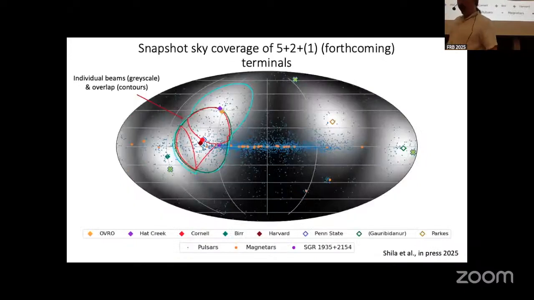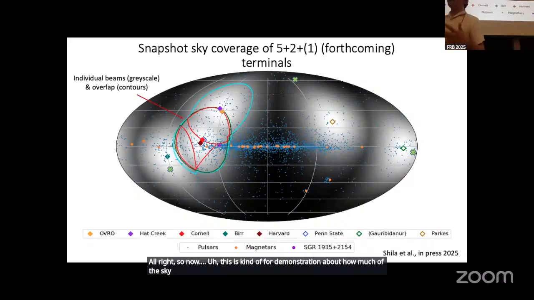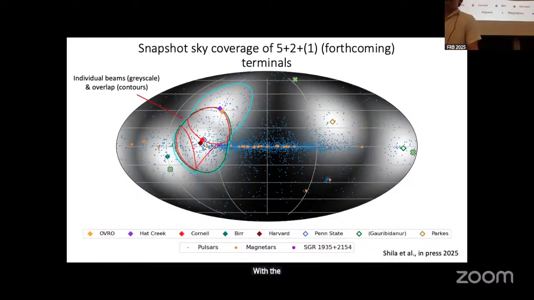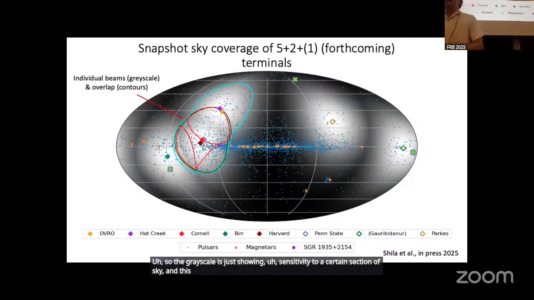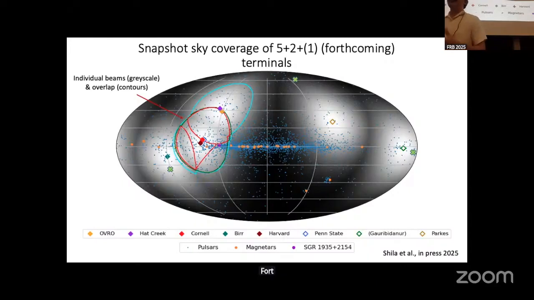All right, so now this is kind of for demonstration about how much of the sky we are actually illuminating with the 5 current beams plus 2 and maybe another forthcoming terminals. So the grayscale is just showing sensitivity to a certain section of sky, and this is a snapshot taken at a fortuitous time when all of our beams look very nice in galactic coordinates.